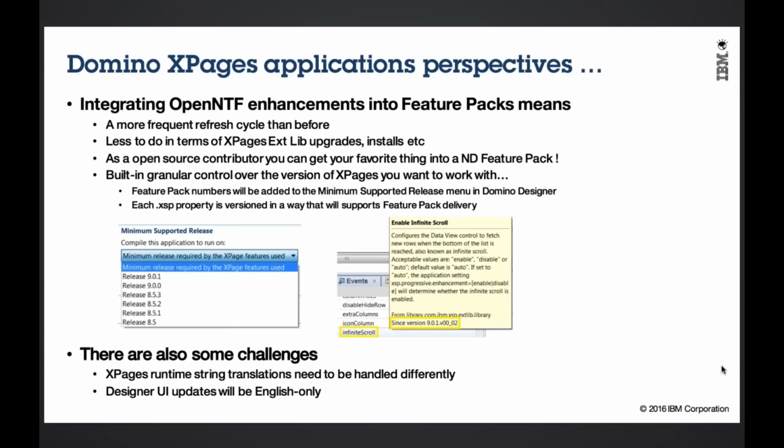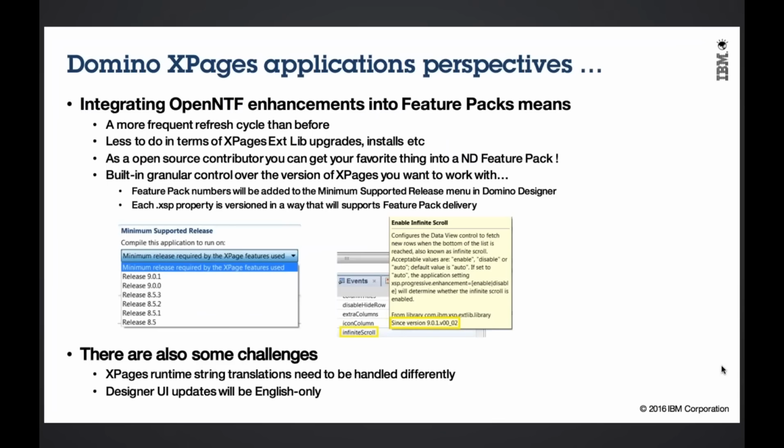An open source contributor has an even faster way of getting their own favorite thing into a Notes Domino feature pack, because obviously XPages and the ability to contribute to that gives you a way in there to fix your favorite bug or implement your favorite feature. And we have already a governance model for looking after that, and people have done that successfully. So big opportunities there. We do have, of course, granular control over exactly what version of XPages you run.